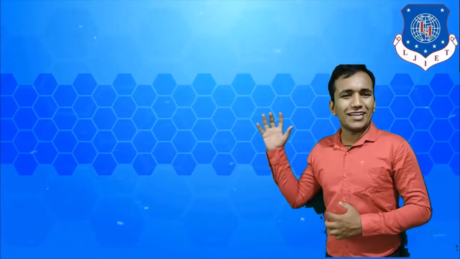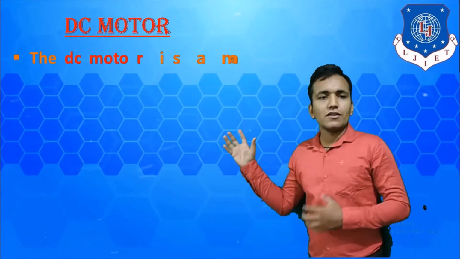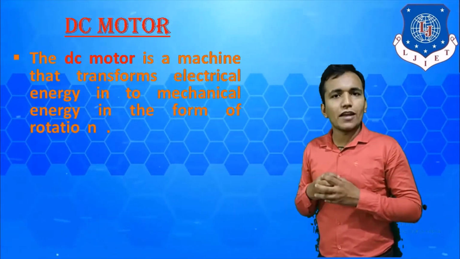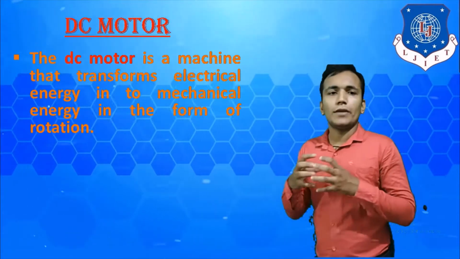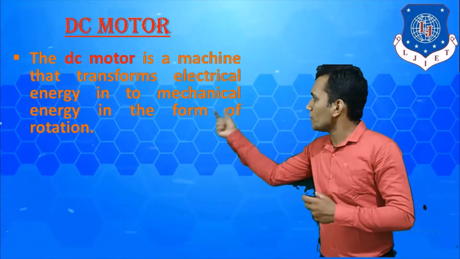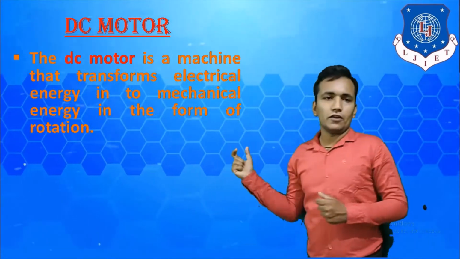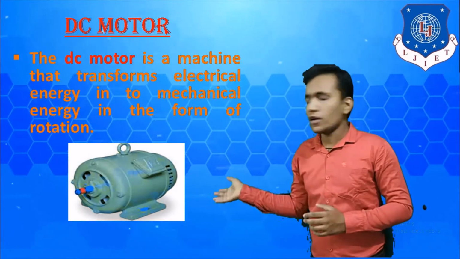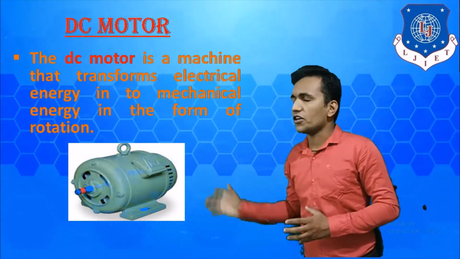Now we have to discuss the DC motor. A DC motor is a machine that transforms electrical energy into mechanical energy in the form of rotation. So basically, a DC motor converts electrical energy into mechanical energy. Now you can see the figure for this DC motor.